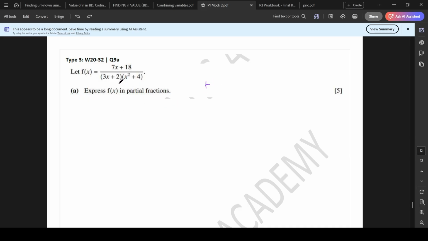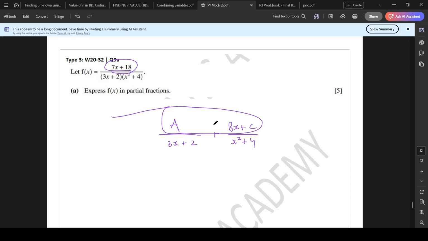And in this case, the denominator has a linear factor and a quadratic factor. So we know that for the linear factor, we have a normal constant on the top. But for the quadratic factor, we are going to have a linear term on the top. And then we are just going to make the common denominator and compare the top parts and try to find out the values of a, b, and c. So let's get started with this question.